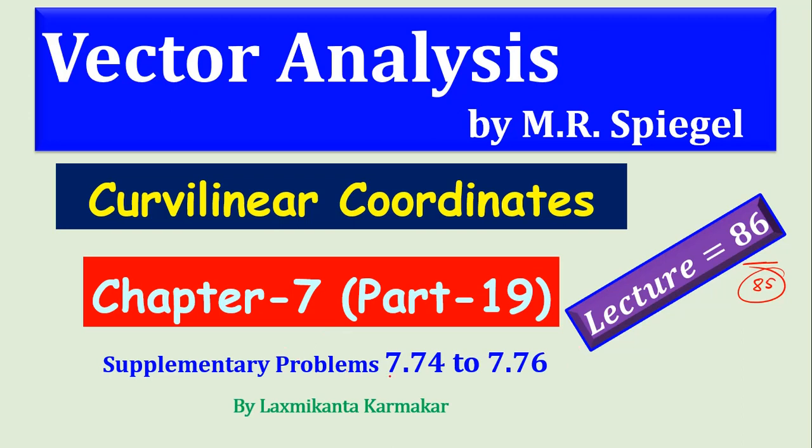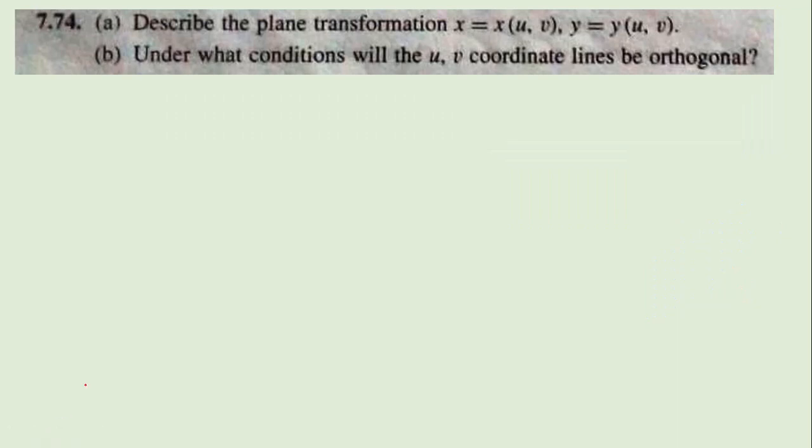In this video, I want to solve the supplementary problems 7.74 to 7.76 of chapter 7, which covers the curvilinear coordinate system. If you already watched the previous lecture, you know the details about the curvilinear coordinate system. So let's start with question 7.74, which says: describe the plane transformation where x equals a function of u and v, and y equals a function of u and v.